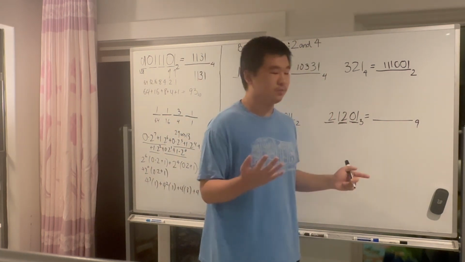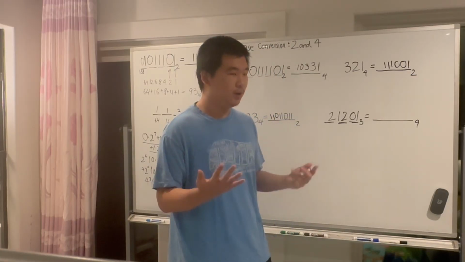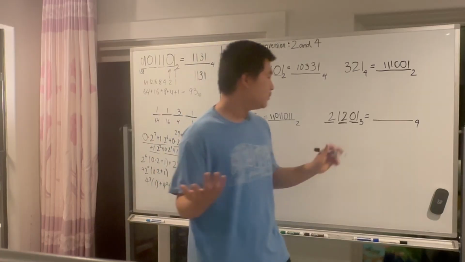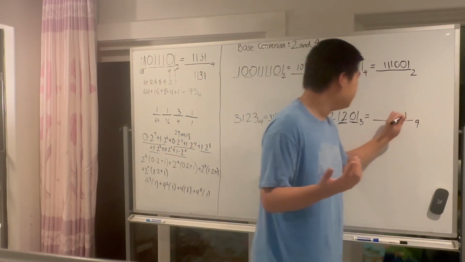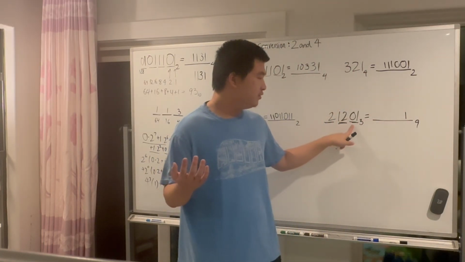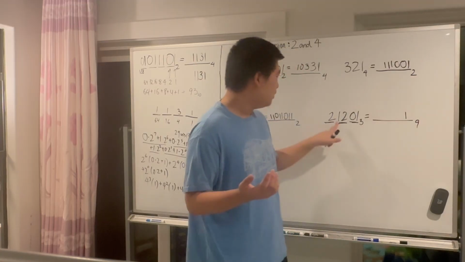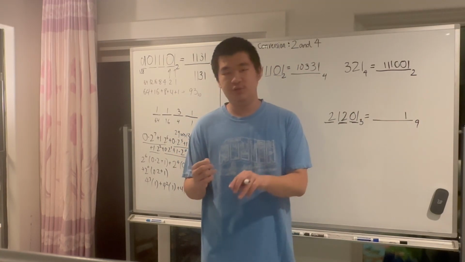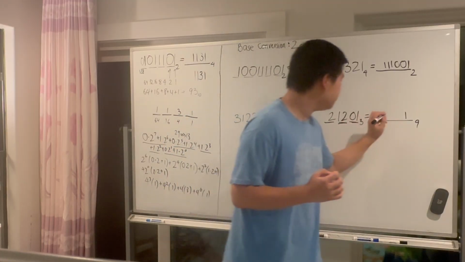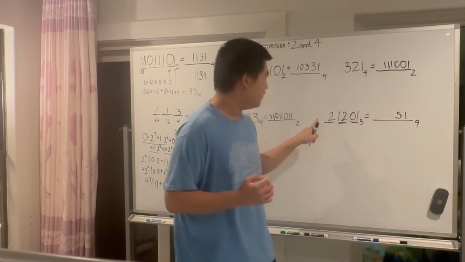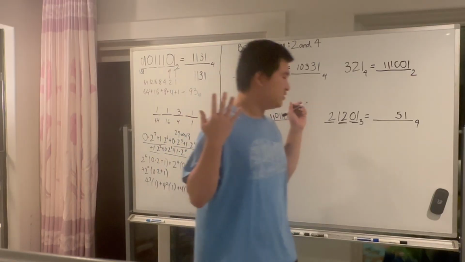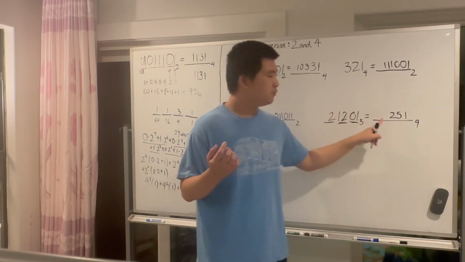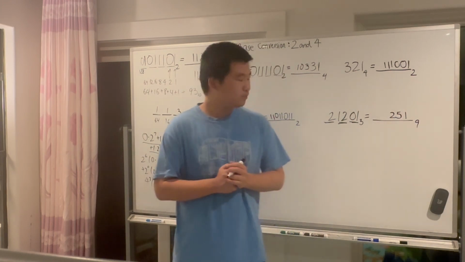Now 0, 1 in base 3, what is that in base 9? It's just going to be 1. Again, 0, 1 in any base system is just 1. So I'm going to write 1. And once again, remember that these 2 digits become 1 digit. Now 1, 2, what is that? That's 3. So 1 times 3 plus 2 times 1, that's going to be 5. And then just 2, what is that? That's just 2. So 2, 1, 2, 0, 1 in base 3 equals 2, 5, 1 base 9.